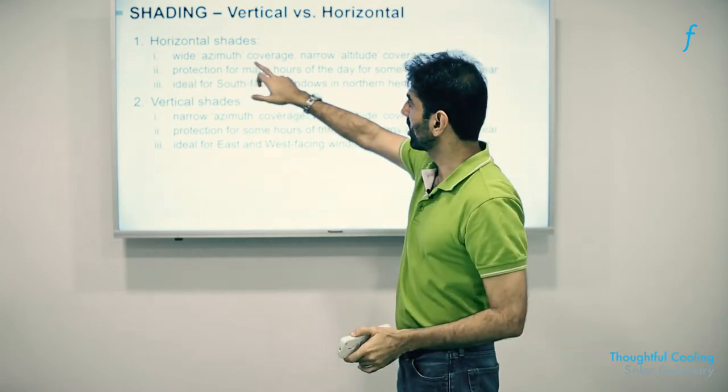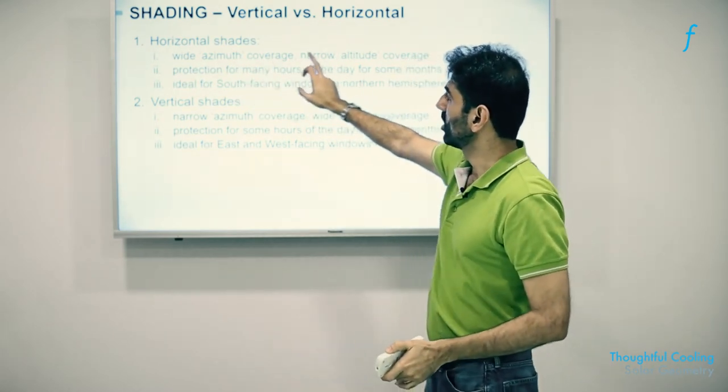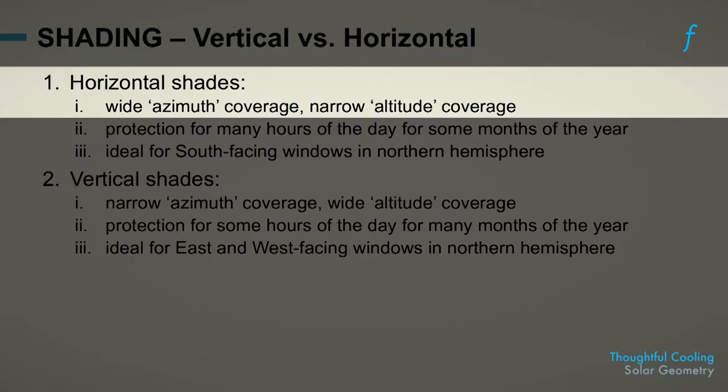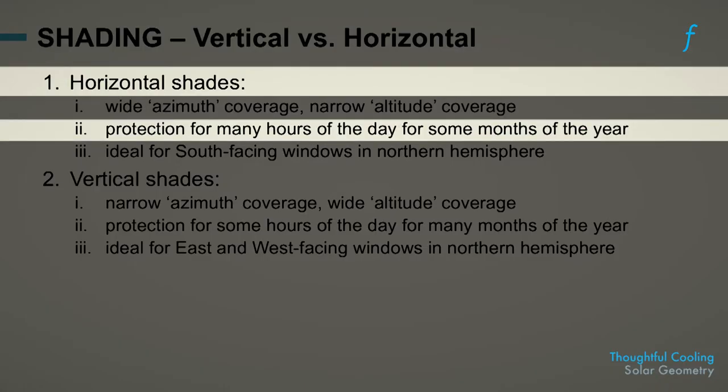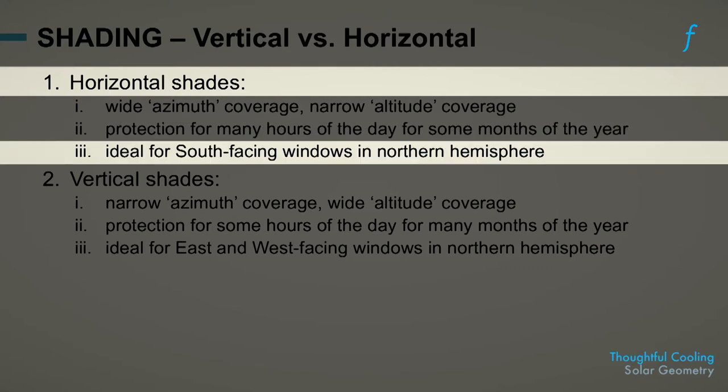Okay, so horizontal shading devices are good for azimuth coverage. They provide protection for many hours of the day for some months of the year, right? But not for too many months of the year because you'd need to go really deep. It's ideal for south-facing windows in the northern hemisphere.